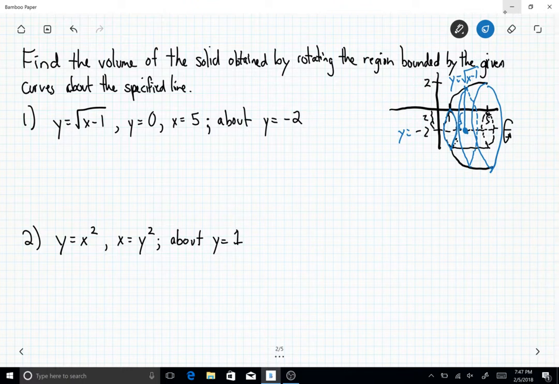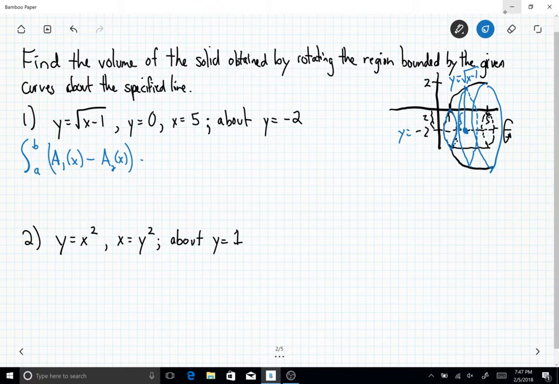So how in the heck do we do this? Well, this is the washer method. The washer method says basically you have some a to b bound that really won't change, and you have the area of your first equation. So I'll put A sub 1 of x, and then you're going to subtract off the area of the second equation. Now that's a more general approach. Your book would probably tell you in terms of it being pi. Well, this is more general in terms of what sort of cross section you're taking out.